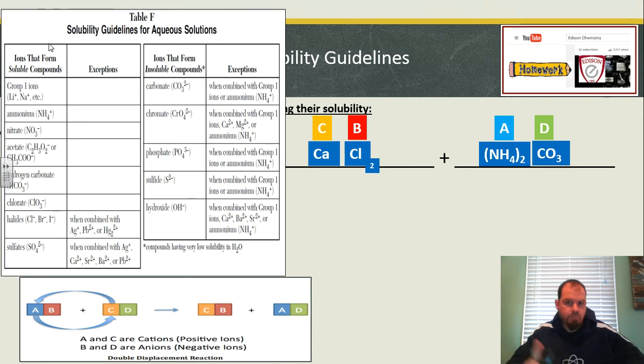So here it comes. All chlorides are soluble except for with silver, lead, and mercury. Calcium is not silver, lead, or mercury, so I will be soluble, S. Then, last one, carbonates. All carbonates are soluble except for with group 1 or ammonium. And oh, look, I'm with ammonium, so I am soluble. I'm an exception to the insoluble rule. So in this case, I will take 2 liquids, mix them together, and form 2 liquids that are soluble. So I won't see a reaction.